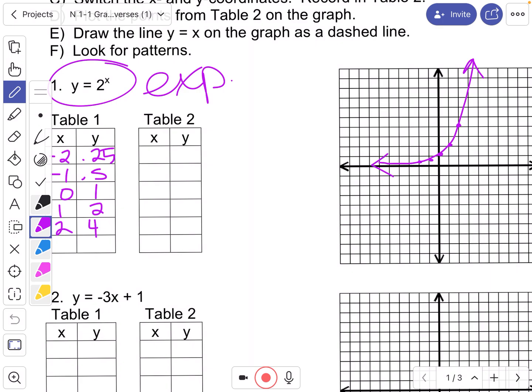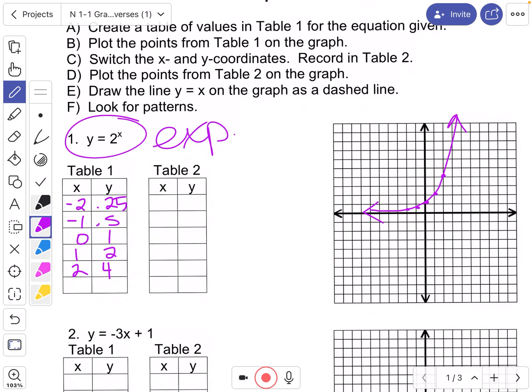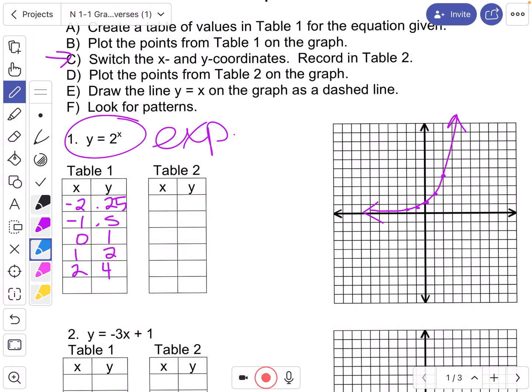Okay, so if we look back up at the top, it says after we plot the points from table 1 on the graph, we're going to switch our x and y coordinates and record it in table 2. I'm going to use a different color for that. I'm just switching them. I'm flipping them. I'm not changing the value. So instead of -2, 0.25, it's going to be 0.25, -2. Then 0.5, -1, 1, 0, 2, 1, and 4, 2.